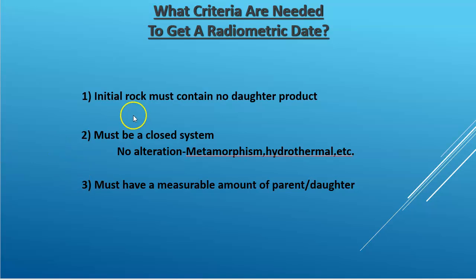Let's see. We want to jump to that. So here's the conditions that we need, right? We need no daughter product at the very beginning. If that's true, we're good. We also need a closed system.